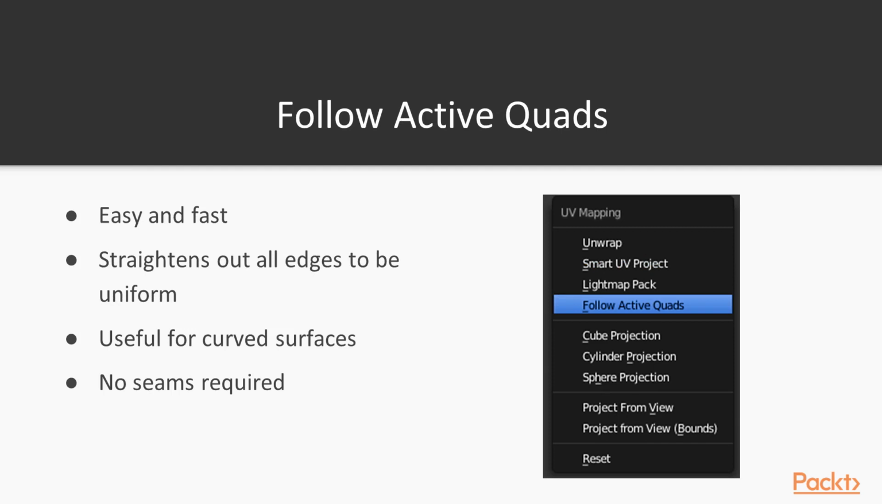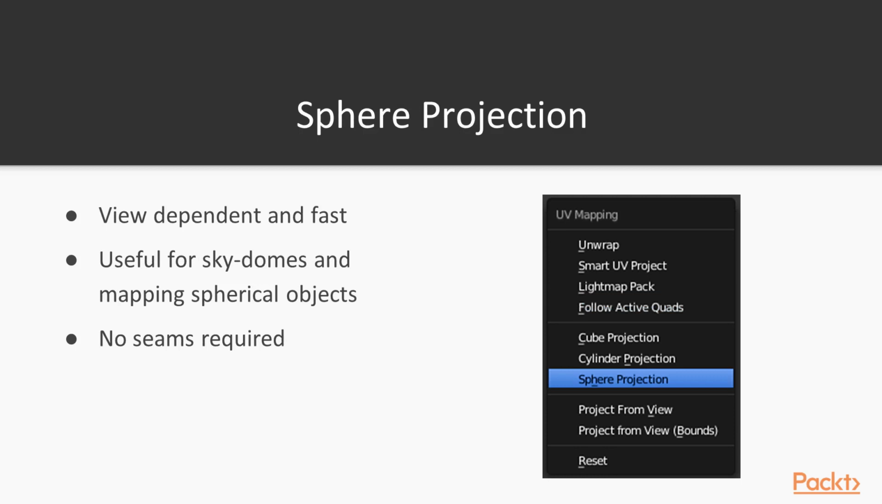This requires your mesh to have faces with only 4 vertices, and will unwrap the mesh according to the length in between. It is easy and fast, and useful for straightening out curves in a UV representation. Again, it also doesn't require any seams and only requires a starting face to begin from. After this, we also have sphere projection. This is view dependent and is optimized for unwrapping spherical objects. It is fast and requires no seams, but works poorly for objects that aren't spherical.